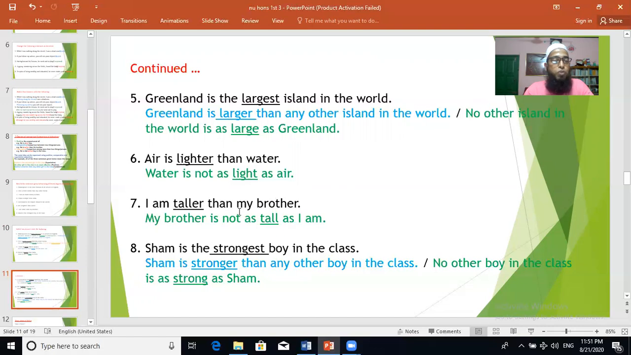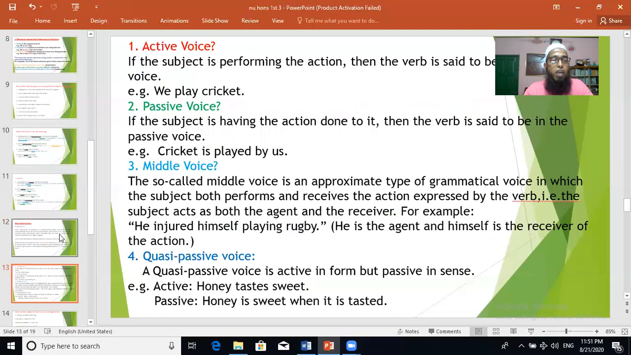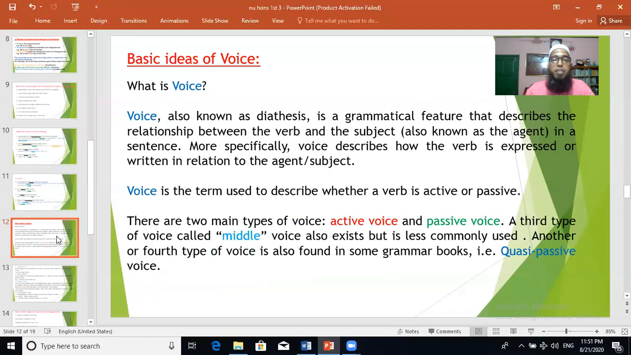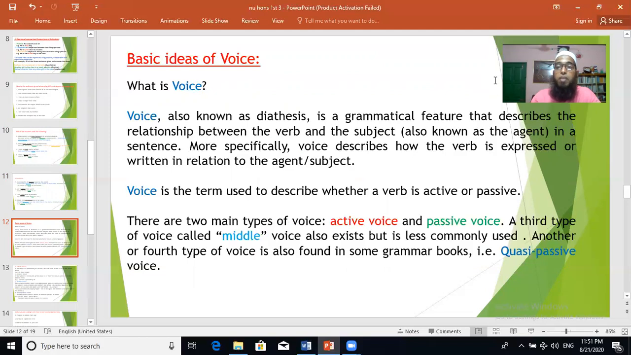Another item I'm going to introduce to you in transformation is voice change. Sometimes, on the basis of the comprehension passage, some sentences are picked up and given to you for changing the voice. That seems to be a very easy topic, but there are so many rules of voice change and some exceptions are also there. So I think you should have a review on voice change also.